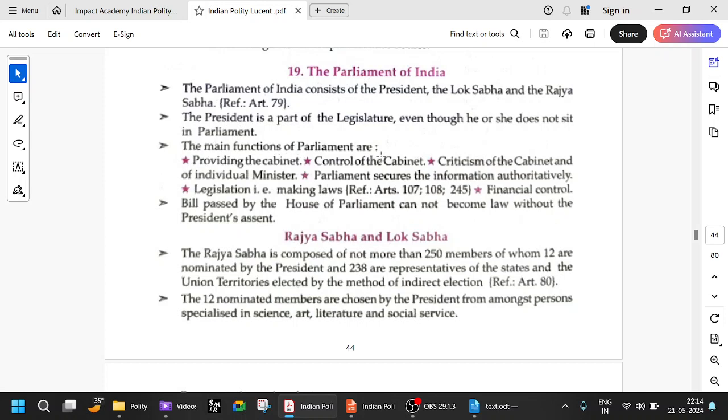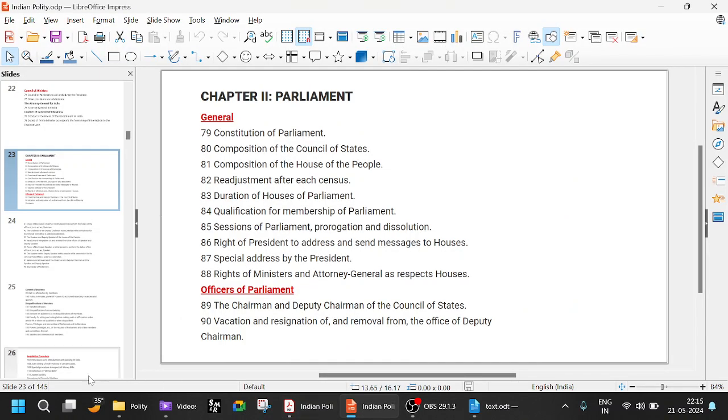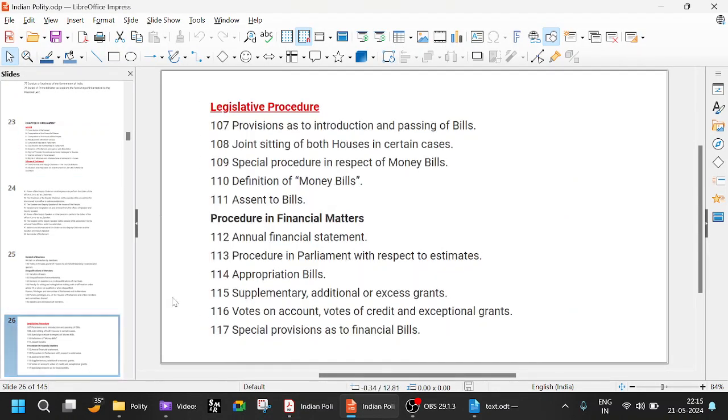The main functions of Parliament are providing the cabinet, control of the cabinet, criticism of the cabinet and of individual ministers. Parliament secures information authoritatively. Then there is legislation, that is, making laws. This is the most important: to make laws. Articles 107, 108, and 245. Let us quickly see what are 107 and 108. 107 is provisions as to introduction and passing of bills, and 108 is joint sitting of both houses in certain cases. Only in certain cases do we have a joint sitting. We've already seen that in amendment of the constitution there is no provision for joint sitting.